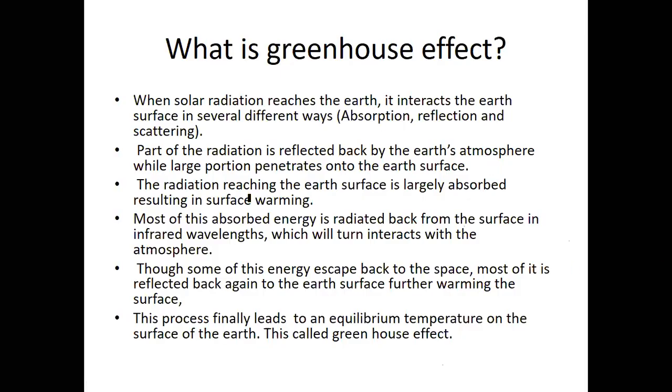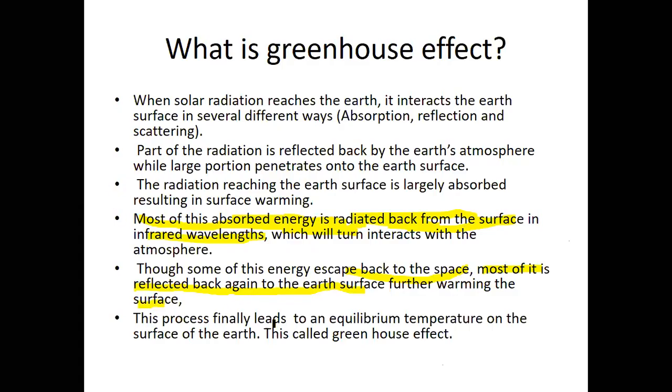Okay, it is available. So here now you can see the most of the absorbed energy, sun's energy, is absorbed by the Earth's surface and radiated back from the surface in the infrared wavelength. Okay, then the reflected infrared energy escapes back to the space, and most of the energy is reflected back again to the Earth's surface, further warming the surface. Okay, this is called the greenhouse gas effect.